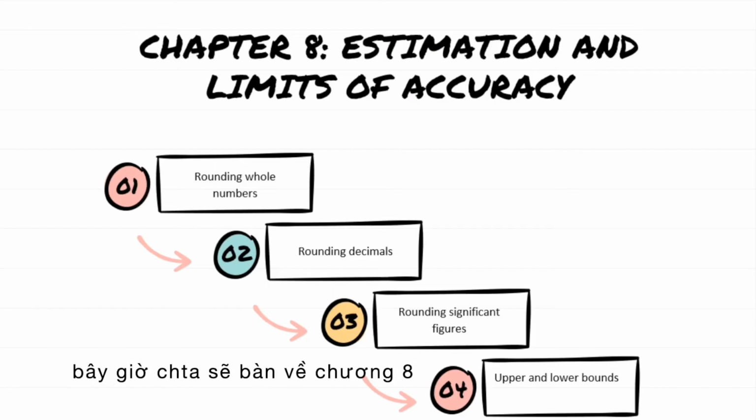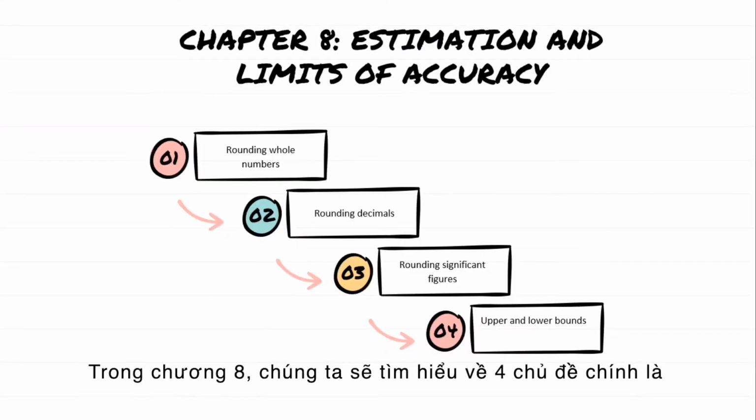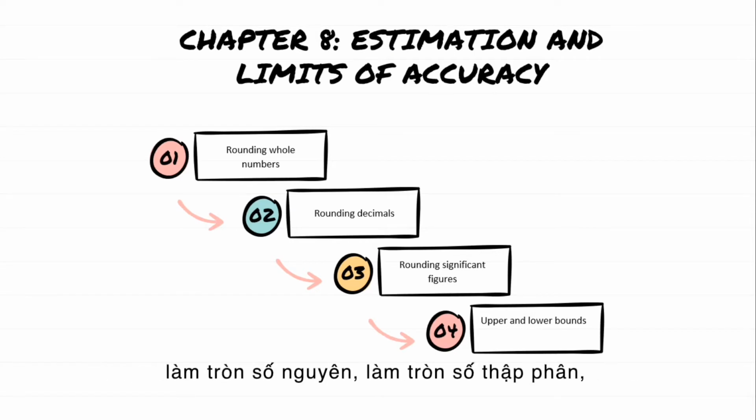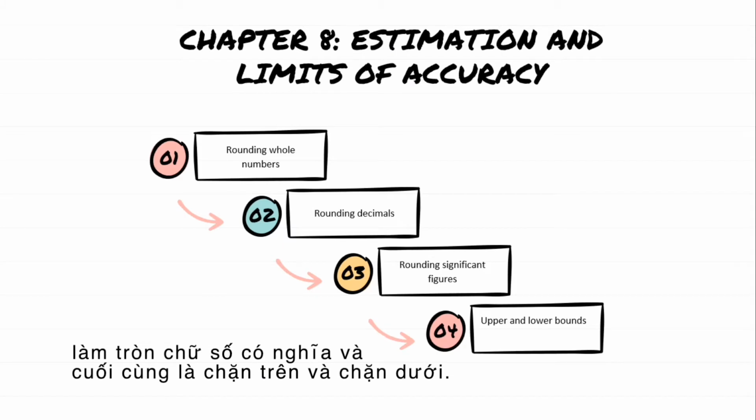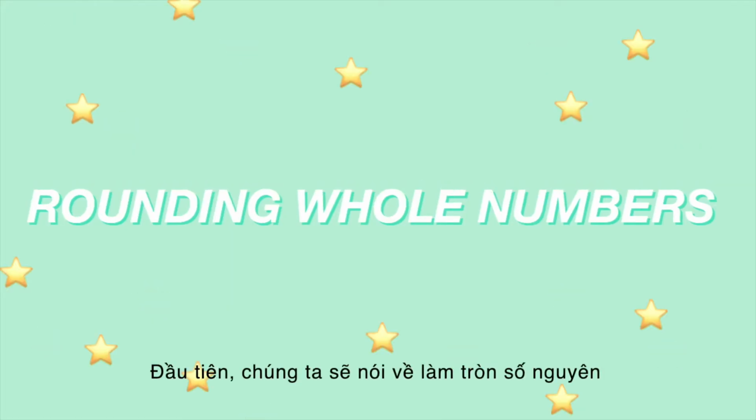Now we will move on to chapter 8. For this chapter, we'll be discussing 4 main topics, which are rounding whole numbers, rounding decimals, rounding significant figures, and finally, upper and lower bounds. Let's start with rounding whole numbers.